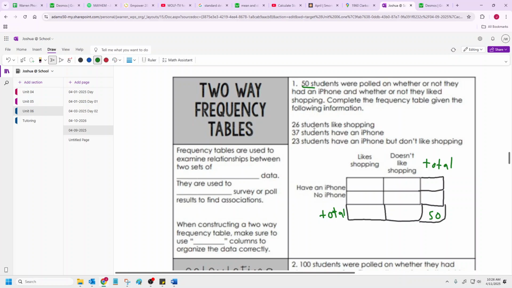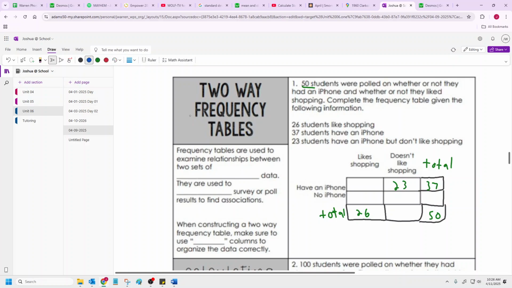Now, 26 students like shopping. See the like shoppings? 26 total students like shopping. Goes here. 37 students have an iPhone. Look at this, have an iPhone. 37 students total have an iPhone. 37 goes here. 23 students have an iPhone but don't like shopping. Don't like shopping right here, doesn't like shopping, and they have an iPhone. 23. That's the data given to us.